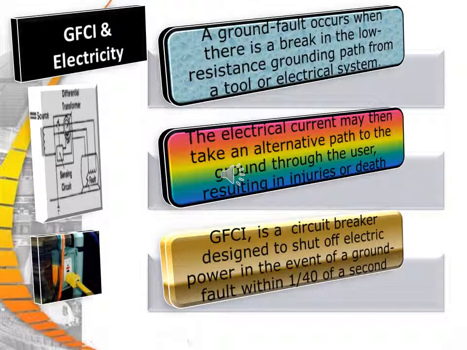A ground fault occurs when there's a break in the low resistance grounding path from a tool or electrical system. The electrical current may then take an alternative path to the ground through the user, resulting in injuries or death. The GFCI is a circuit breaker designed to shut off the electrical power in the event of a ground fault within 1/40th of a second.